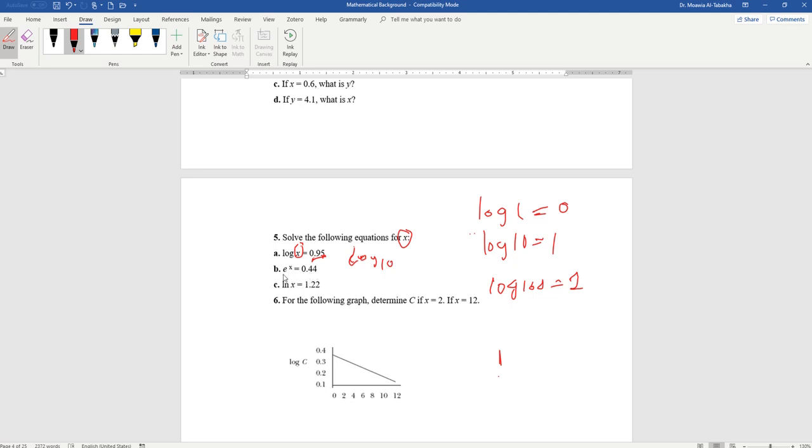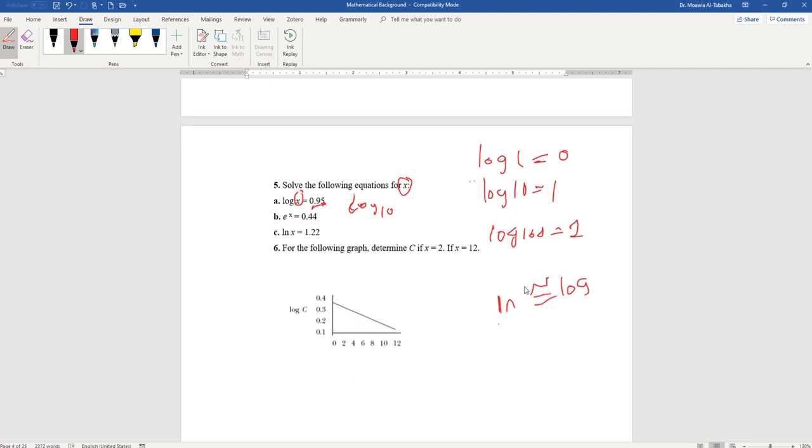طيب, if I take ln, هلا ln, okay, now let me talk about ln. ln has similar meaning to log. They have similar meaning. Both are logarithm, but ln is the natural logarithm. أما log, it's the common logarithm. فإذا عندنا natural logarithm and common logarithm.